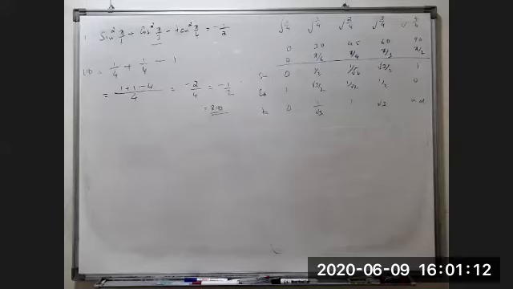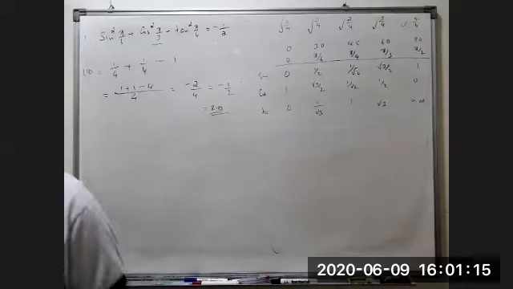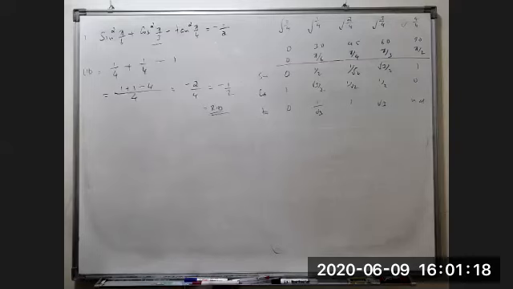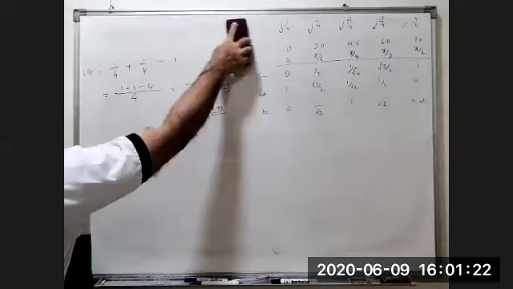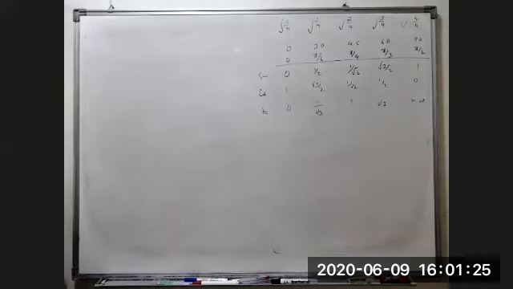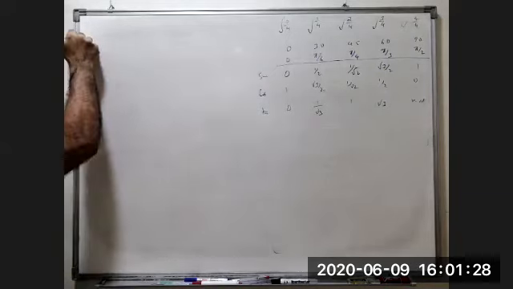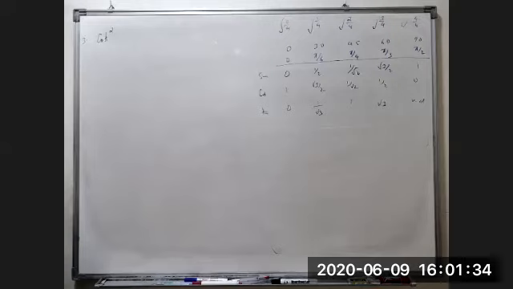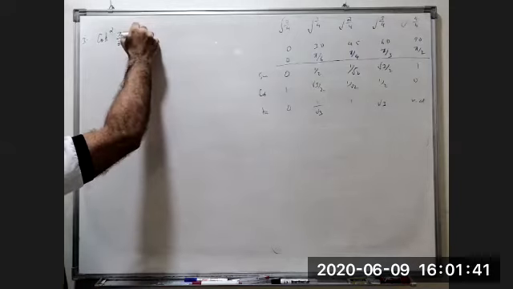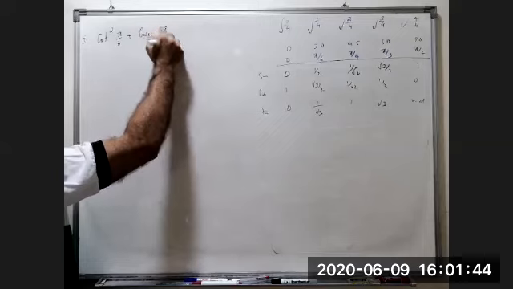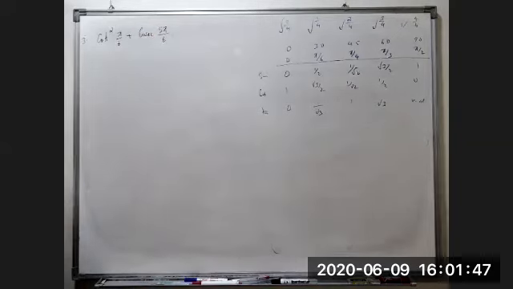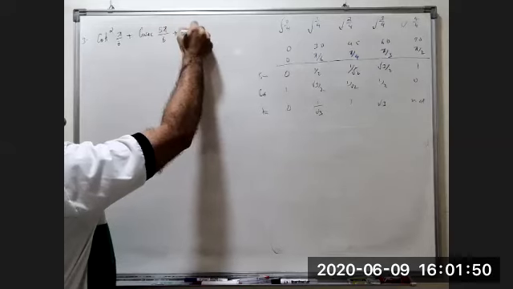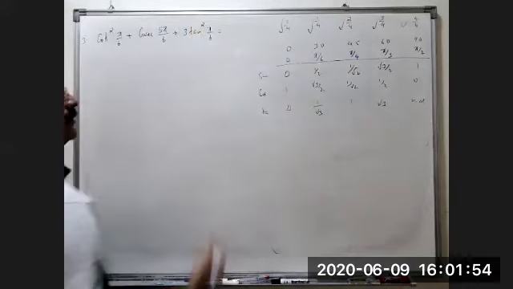Now question number 3; 2 and 4 are homework. Question number 3: cot square pi by 6 plus cosec square 5 pi by 6 plus 3 tan square pi by 6 is equal to 6.